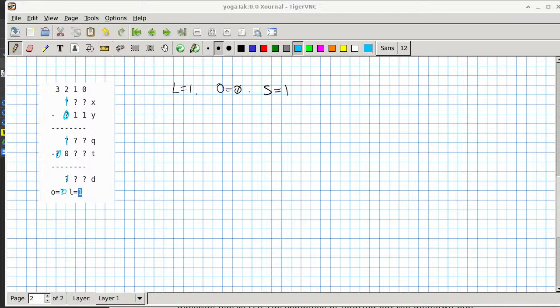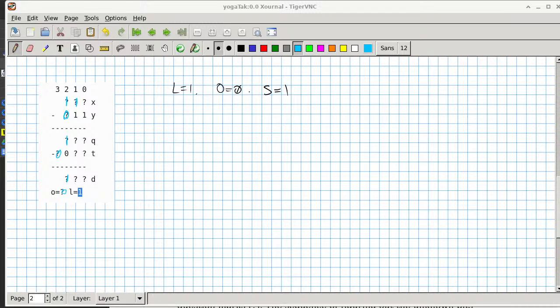X1 cannot be a 0, because otherwise it would end up with a borrow of 1, and then we would end up with t2 being a 1. T2 is known to be a 0 already. So that means the only value that can go here is a 1. T1 can only be a 1, because otherwise we end up with a borrow. All right, well, that means from here on, it's just going forward, because x being 1, y being 1 means q has to be a 0.